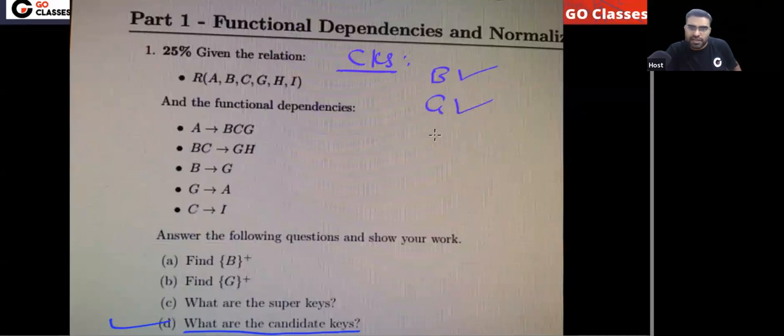We got G is a candidate key, A is a candidate key. Three candidate keys we already got. Yes or no? Now, is there anything else? First you tell me one thing. Remember, these are already candidate keys. So can you create a candidate key which contains these? Yes or no? Because a candidate key is minimal.